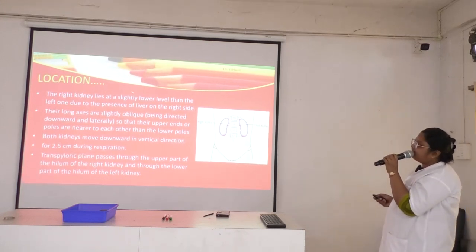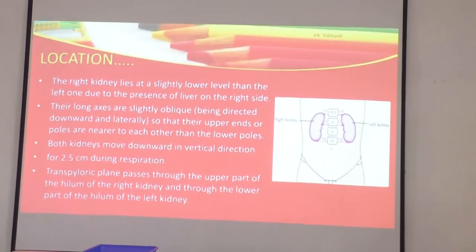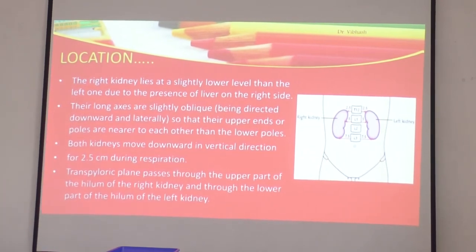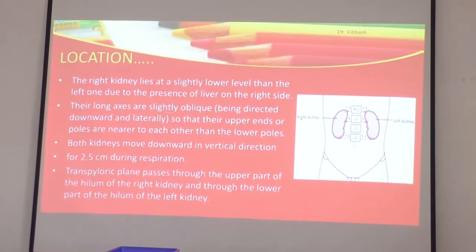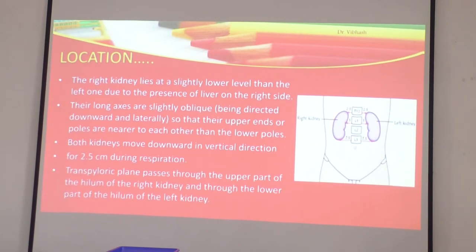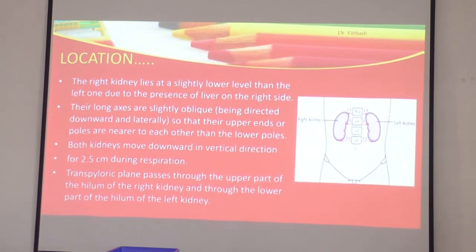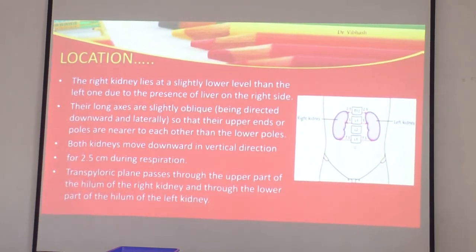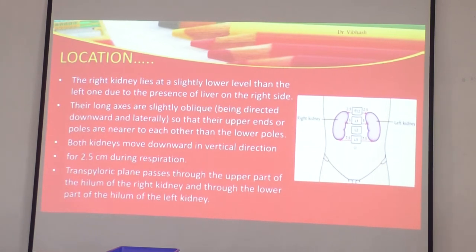The right kidney lies at a slightly lower level than the left one due to the presence of the liver on the right side. Okay. So the right one is slightly lower, you have to remember. Their long axis is slightly oblique, directed downward and laterally. That means the upper pole is nearer to the vertebral column and the lower pole is away from the vertebral column. So you can see the upper pole is almost 2.5 cm away from the vertebral column. Near the hilum, it is 5 cm away, and near the lower pole it is 7.5 cm away from the vertebral column. Okay, understood?